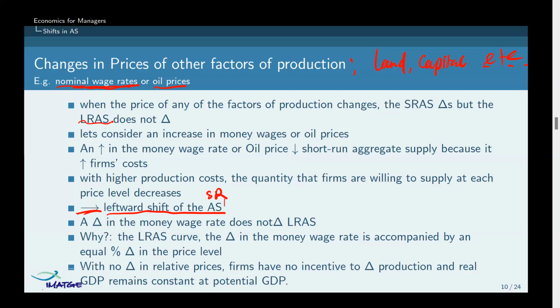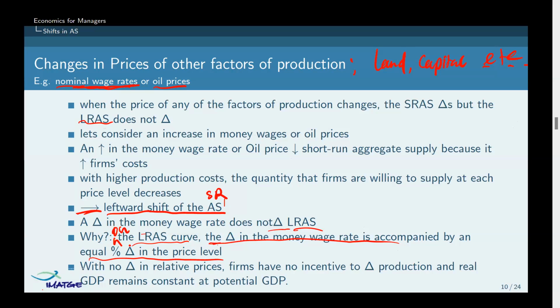So why? A change in the money wage does not change the long run aggregate supply curve. Why? The long run aggregate supply curve is not affected by price. Yes. So the change in the money wage is accompanied by an equal change in what? If you consider the long run, maybe there was a missing word. I don't know if what I've written here is correct.